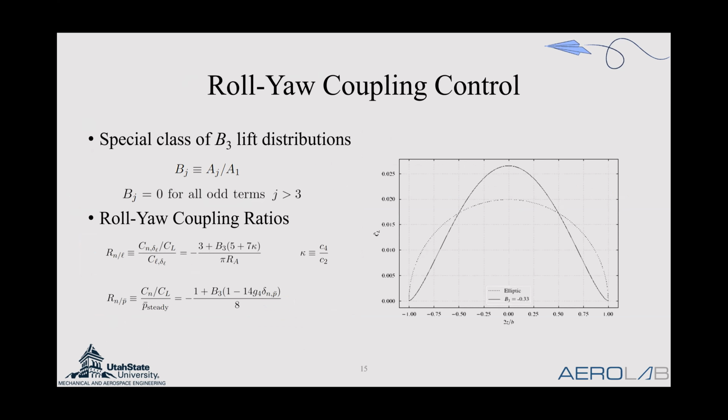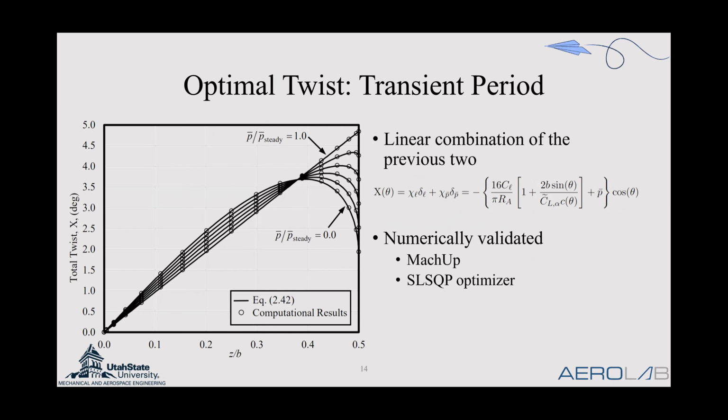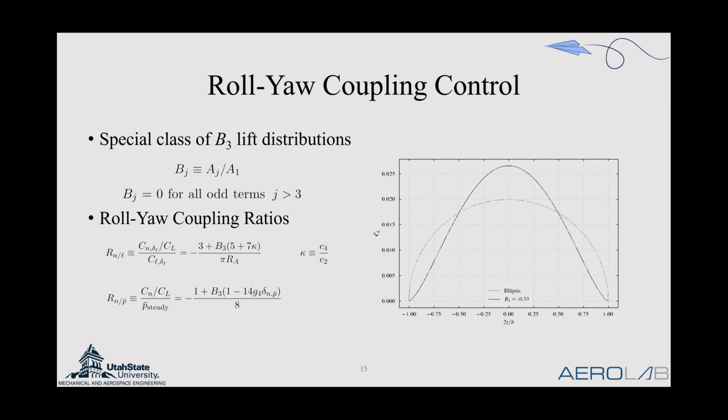how roll-yaw coupling takes effect. We found from these optimal twist distributions that if you don't do anything with the symmetric twist, you will always get adverse yaw. So now consider what happens if we use one of these lift distributions within the B3 class, as Jeff defined it earlier. What are the optimal anti-symmetric twist distributions we need to control roll-yaw coupling but still minimize drag?